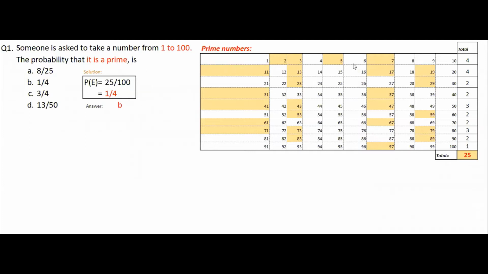Now I am going to tell how to find the probability of these types of numbers. This is the first problem. Someone is asked to take a number from 1 to 100. The probability that it is a prime is dash. So here some options are given. We have to find which option is correct.